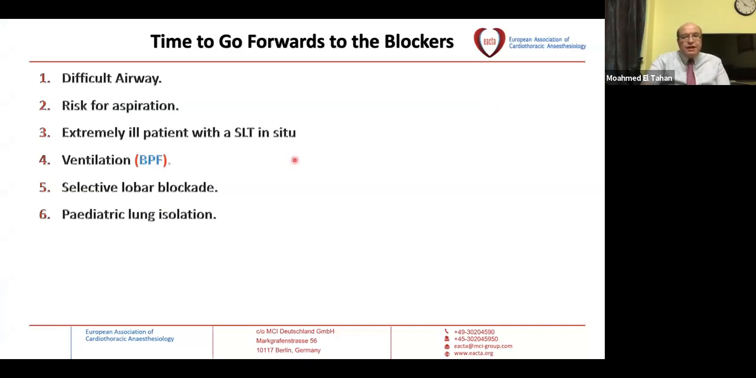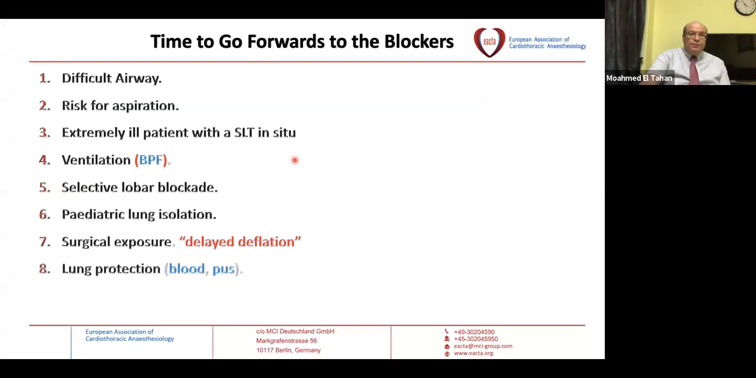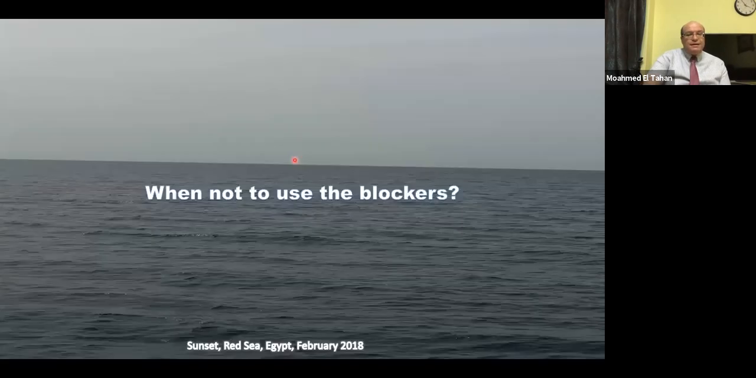In pediatric lung isolation, younger than 8 years, there is no place for a double-lumen tube, and even for 11 years old, usually we are using blockers. For surgical exposure, one of the problems is if you don't have adequate deflation with using a double-lumen tube. Sometimes you might use the bronchial blockers in addition to the double-lumen tube for lung protection from blood and pus.